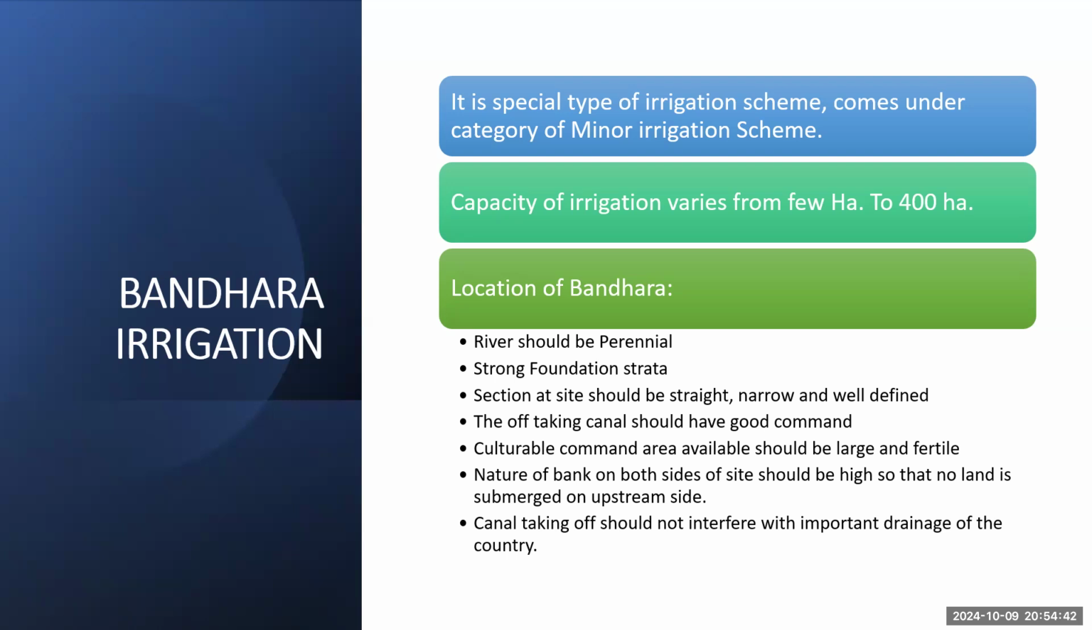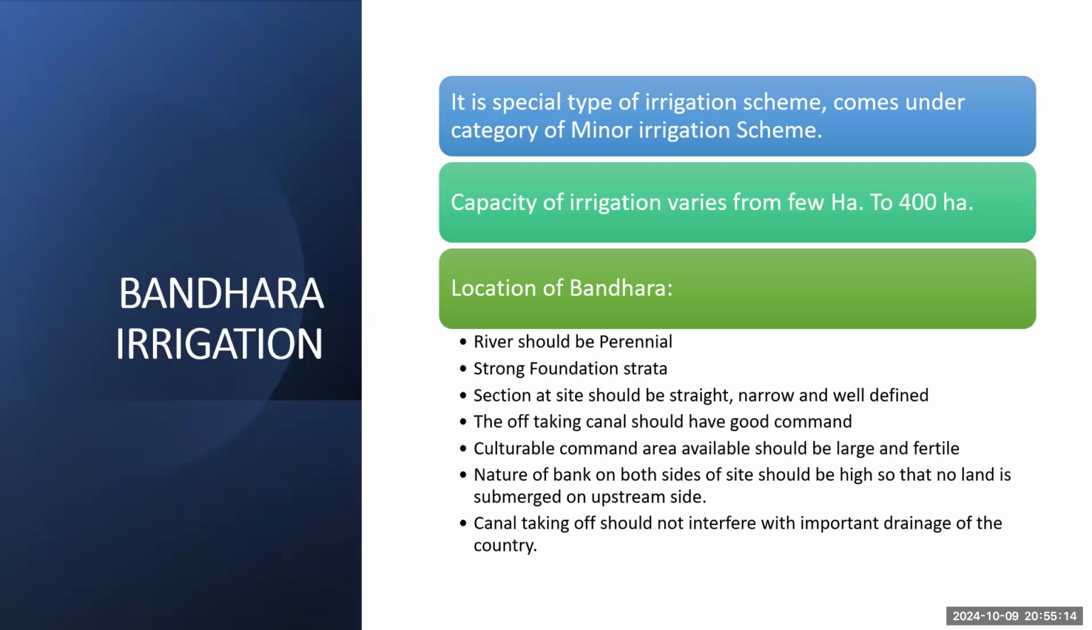Okay, so all these things are possible. There may be a hill, there may be a valley. So out of this total command area, the area where actually the crops are grown or crops can be grown is called the culturable command. And that's why the next point is: culturable command area available should be large and fertile. Culturable command area means where the crops can be grown.